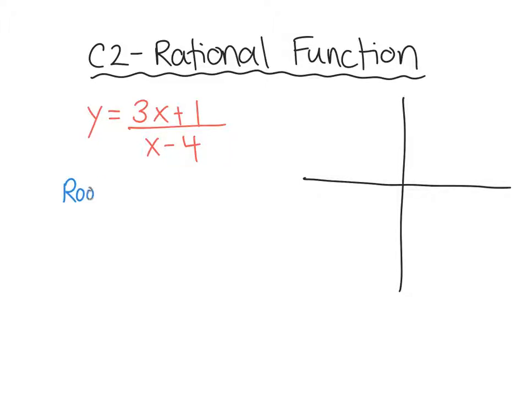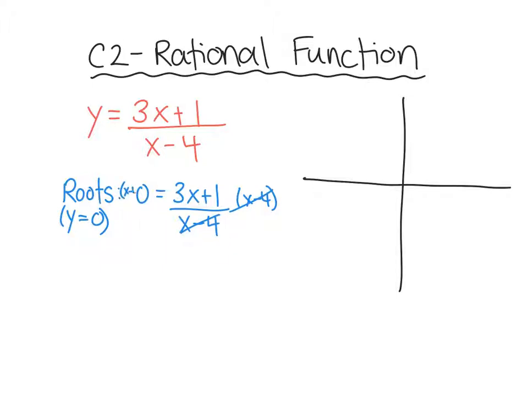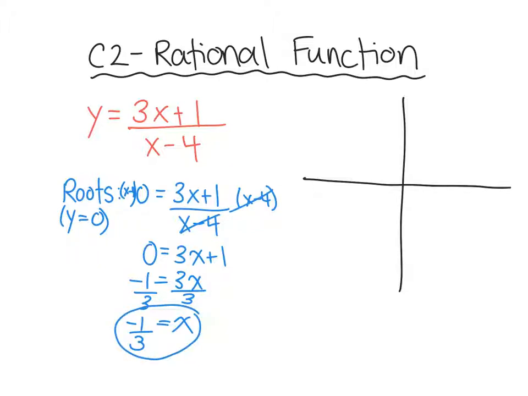So I'm going to start with finding my roots. Our roots are our x-intercepts, and we know they occur when y is equal to 0. So if I set y equal to 0 in my equation and then solve this, I notice that if I multiply both sides by x minus 4, then it actually goes away, because when I multiply this side by x minus 4, those cancel out, and when I multiply this side by x minus 4, it will just equal 0. So I get 0 equals 3x plus 1. And then when I isolate x, I get 3x equals negative 1, divide by 3, and I get x is equal to negative 1 over 3.